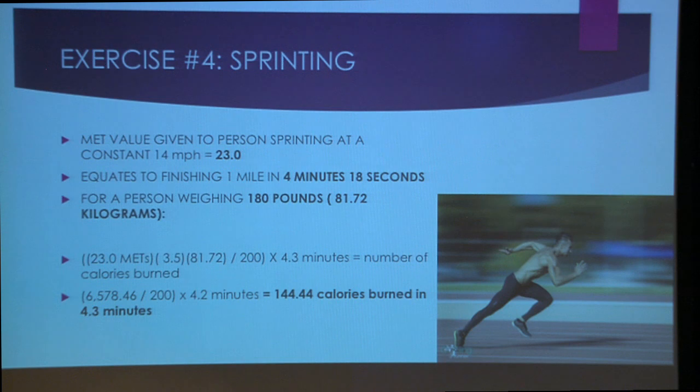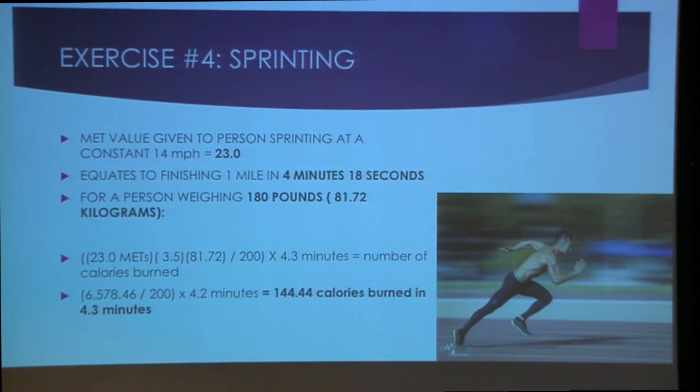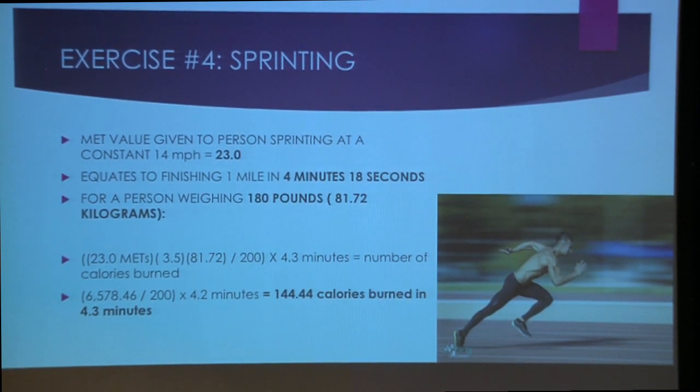Now, for this specific example, this individual is running at 14 miles per hour. That's what equates it to a MET value of 23. And that also equates to finishing 1 mile or 1,600 meters in 4 minutes and 18 seconds. So for somebody weighing 180 pounds, they would burn approximately 144, 145 calories in just 4.3 minutes.